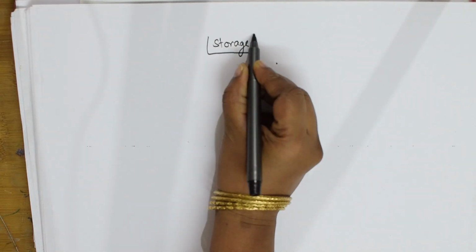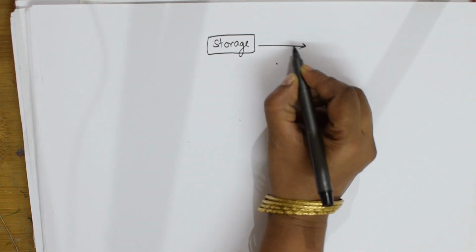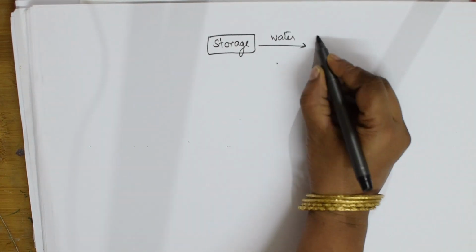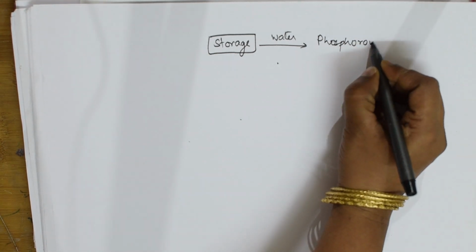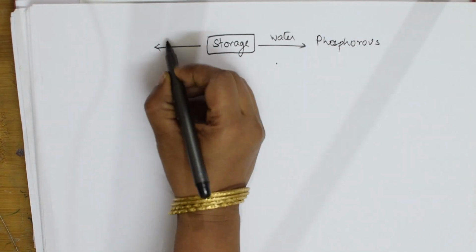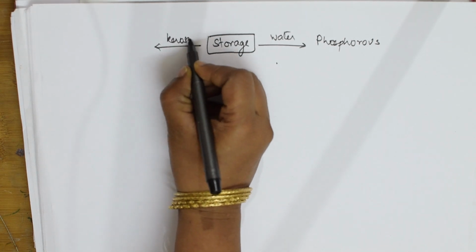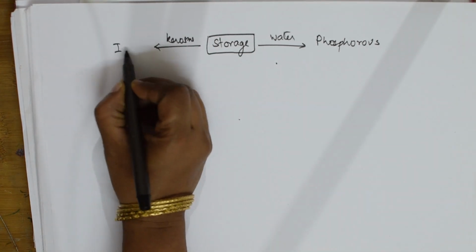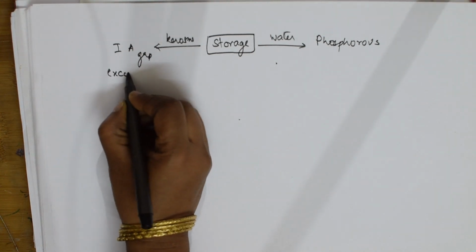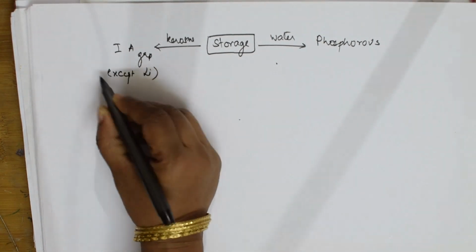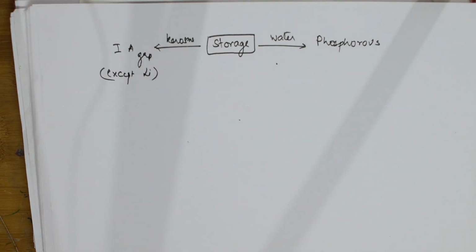Suppose I have to store an element in water, that's nothing but phosphorus. Phosphorus. The elements which you have to store in kerosene are nothing but 1A group elements. 1A group elements are there, isn't it? Except lithium. Except lithium, the remaining elements I can store in kerosene. Done, students.